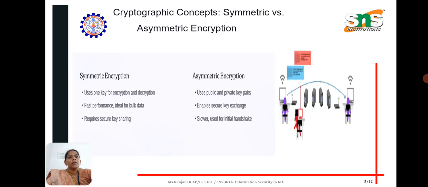And let us see the cryptographic concept of symmetric and asymmetric encryption. Symmetric encryption uses only one key for both encryption and decryption, and asymmetric encryption uses public and private key pairs. Symmetric encryption offers fast performance and is mainly for bulk data. Asymmetric encryption enables secure key exchange, requires secure key sharing, and is slower, so it is used in the initial handshake.